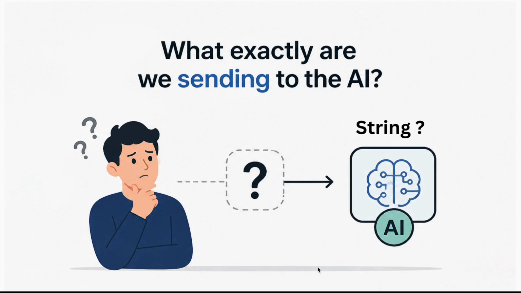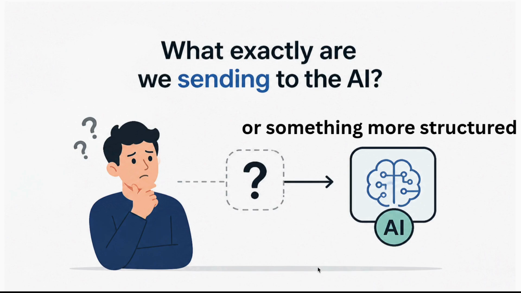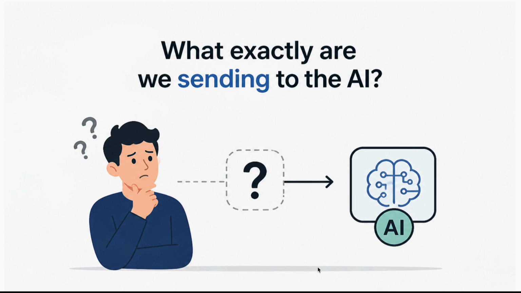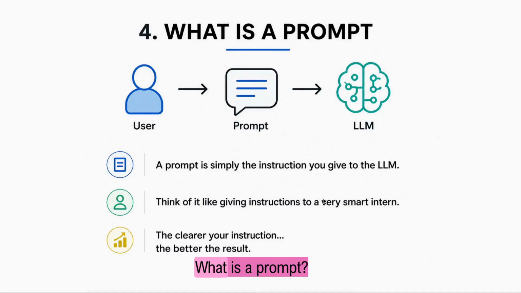Now, is it just a string or is it something more structured? What we are actually sending is called a prompt. What is a prompt? A prompt is simply the instruction you give to the AI, but most people treat it like a casual question instead of a precise instruction. Think of AI like a very smart intern. If you say do something, you will get average work. But if you give clear instruction, you will get exactly what you want.